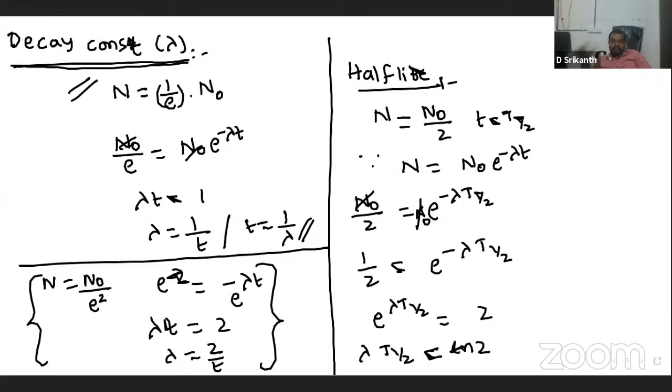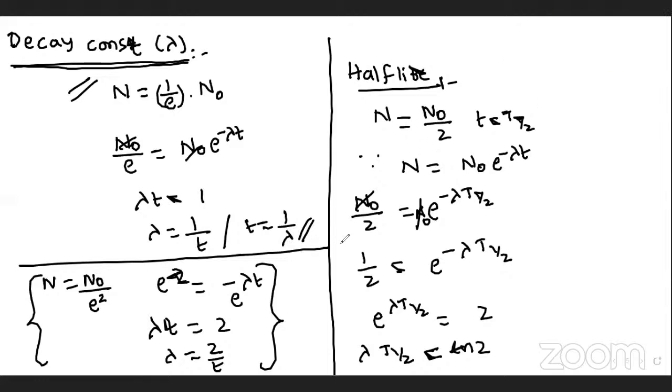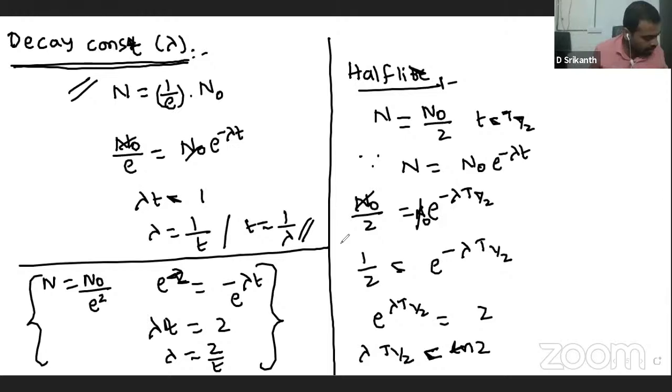Okay, completed up to here, t equal to 1 by lambda. Okay, next side heading, half-life.